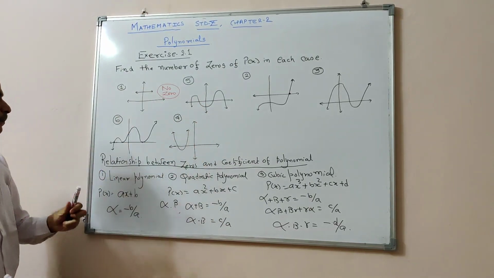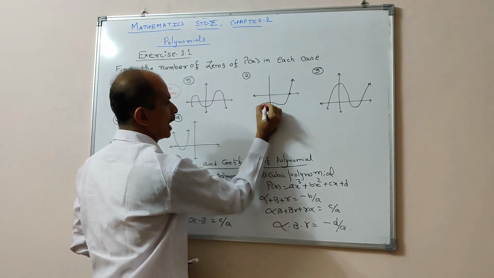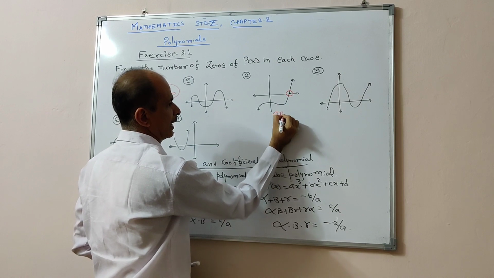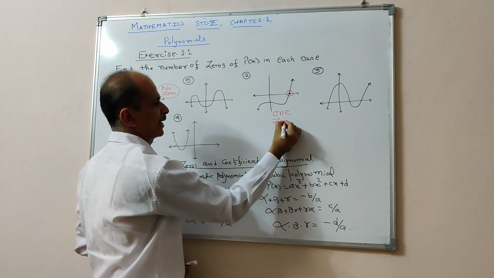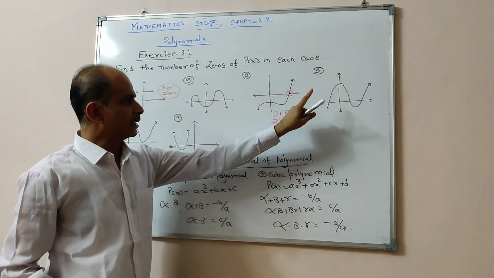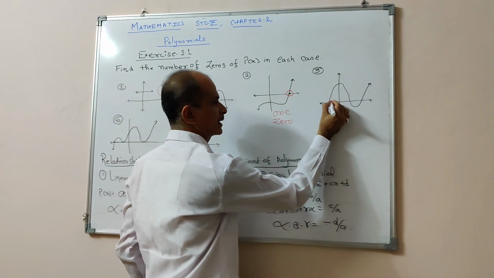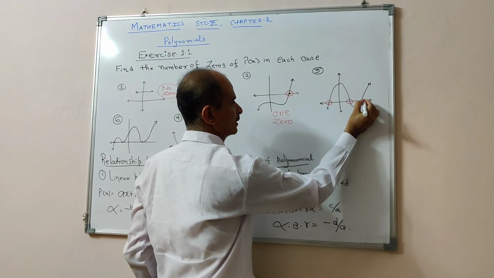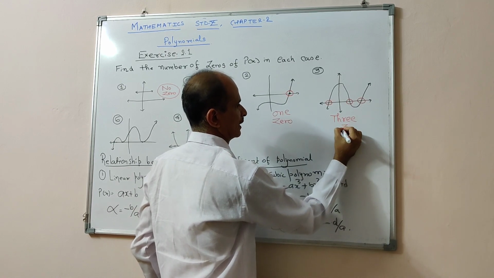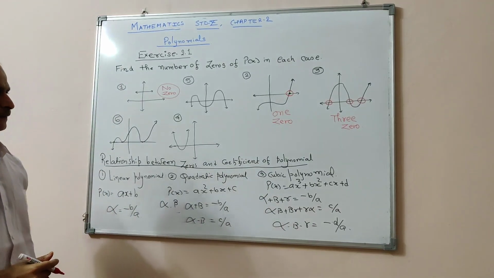Here in this example, example number 2, the graph intersects the x-axis at one point, and that's why this graph has 1 zero. Let me take example number 3. Here the graph intersects the x-axis at 3 points, and that's why this graph has 3 zeros.